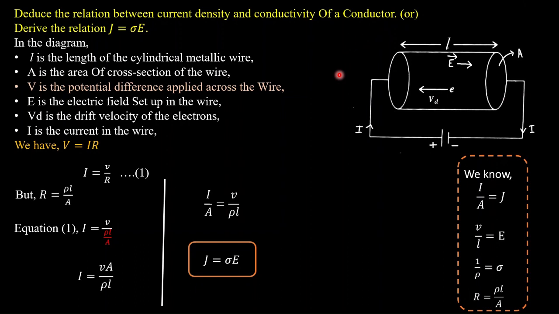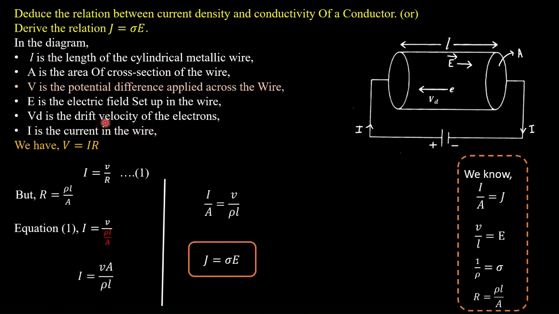So this is what you are going to write as a description. Whatever you have understood in the diagram, you are going to write as a description. The length L is the length of the cylindrical metal wire. A is the area of cross section of the wire. V is the potential difference applied across the wire, and E is the electric field set up in the wire. Vd is the drift velocity of electrons. I is the current in the wire. So these are the points we need to include in the description.